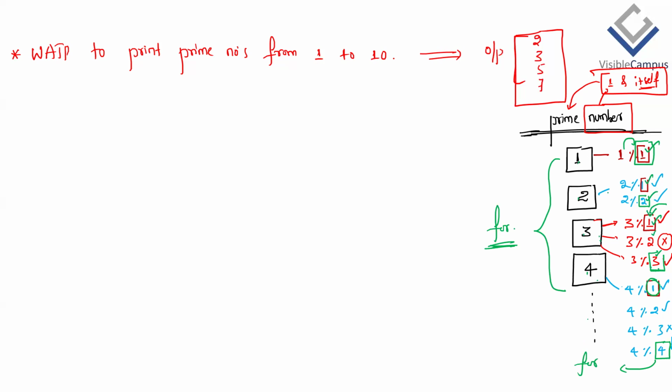Next, to count the number of factors, we need one count variable. Yes or no? Then when can we say it's a prime number? If that count is exactly 2, then we can say it's a prime number. Will the prime number be the outer loop value or the inner loop value? Which number is a prime number?